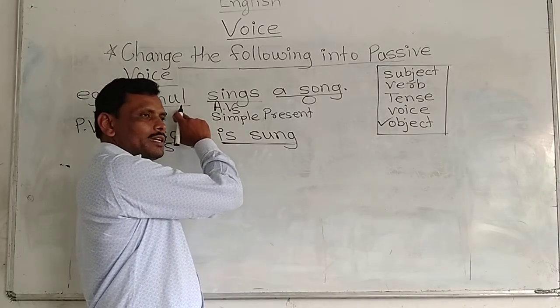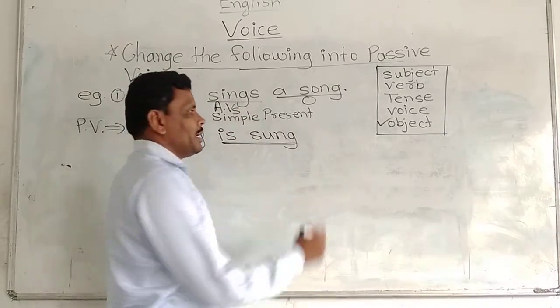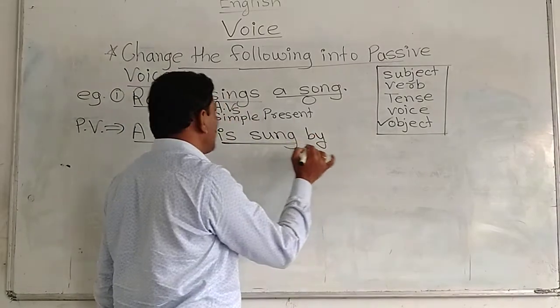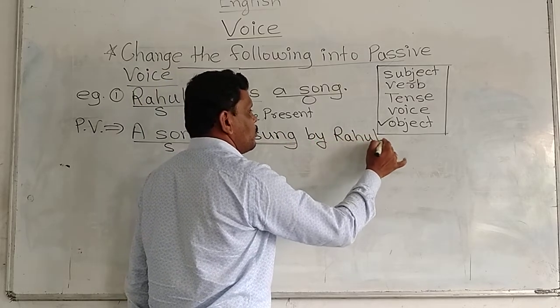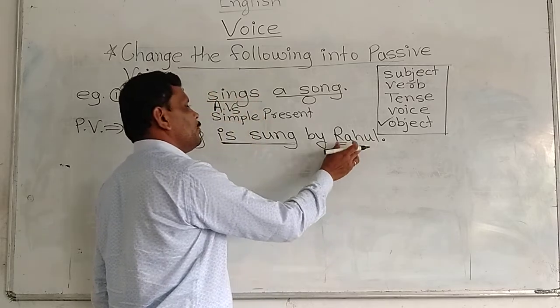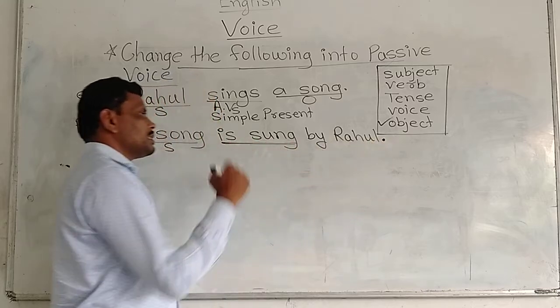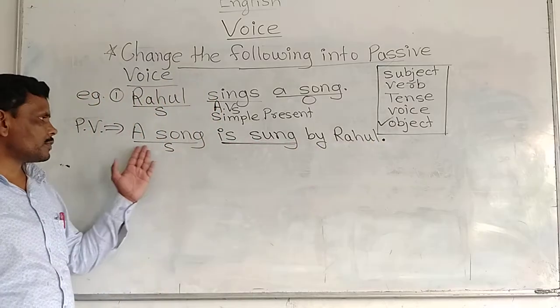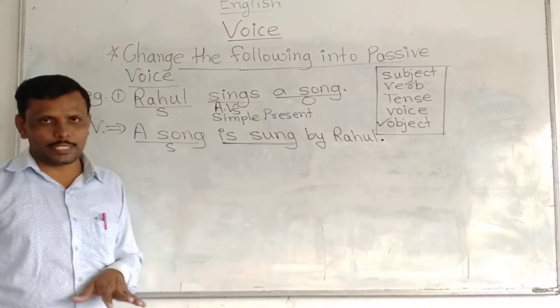Now what remains? Rahul. This subject remains. It should be placed in the accusative case, but before it we have to use by, and then the same proper noun should be placed here. Each and every proper noun begins with a capital letter. So this is the answer: A song is sung by Rahul. This is passive voice. Correct?